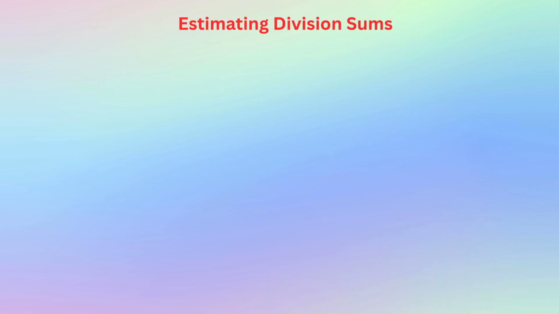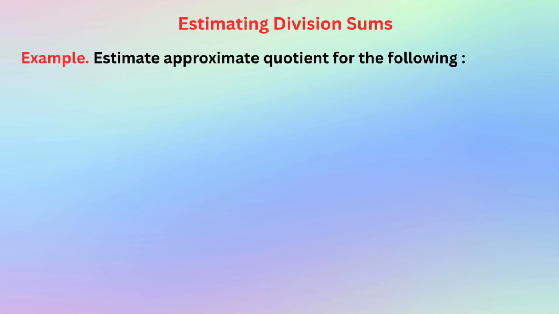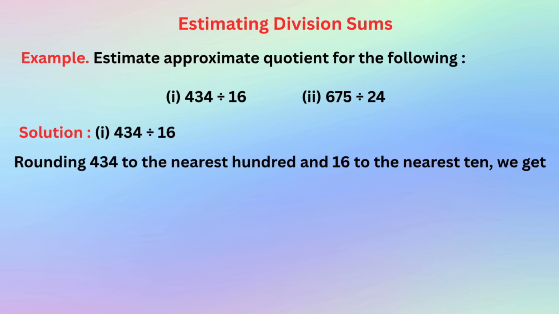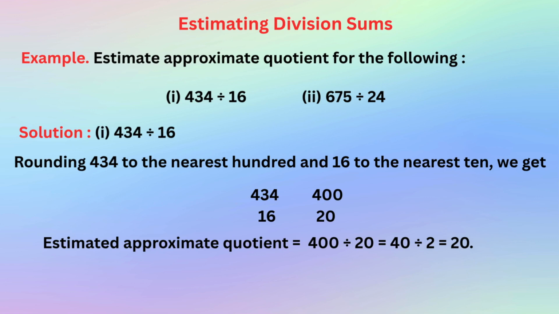Estimating division sums. Example. Estimate approximate quotient for the following. 434 divided by 16. 675 divided by 24. Solution. 434 divided by 16. Rounding 434 to the nearest 100 and 16 to the nearest 10, we get 434 to 400, 16 to 20. Estimated approximate quotient equals 400 divided by 20 equals 40 divided by 2 equals 20. Hence, the approximate quotient is 20.